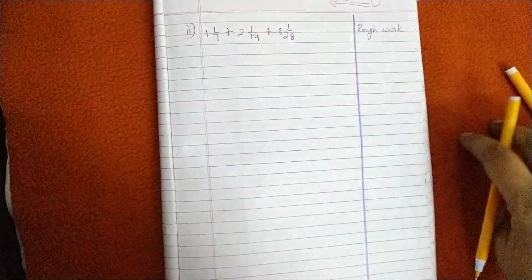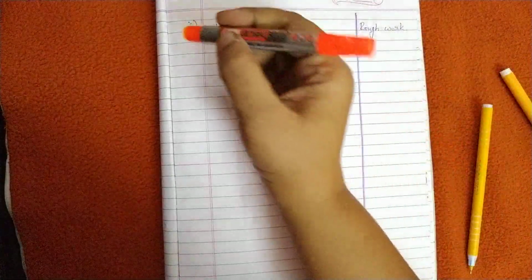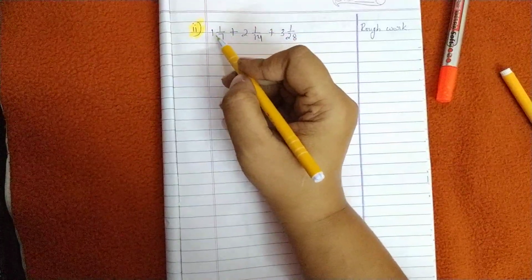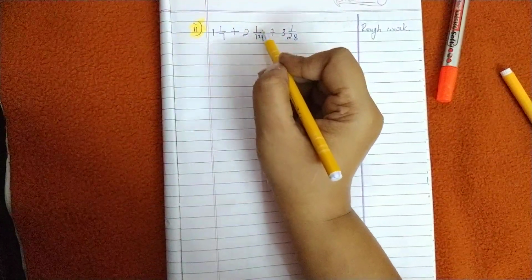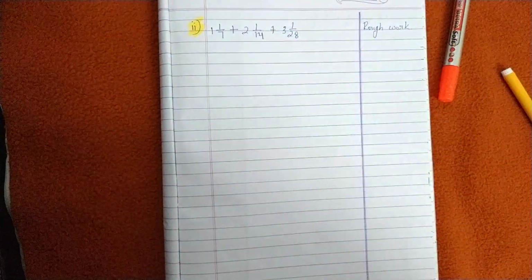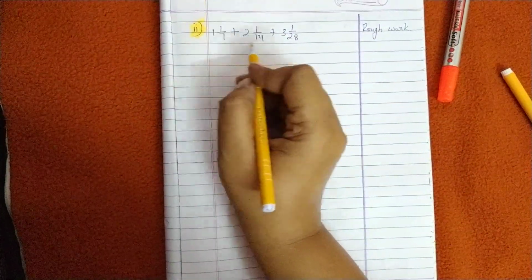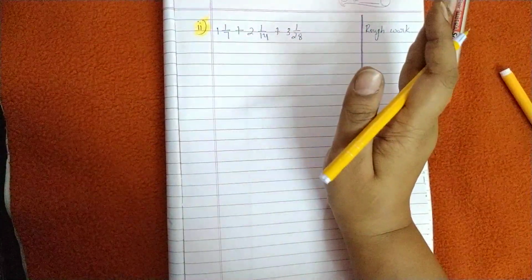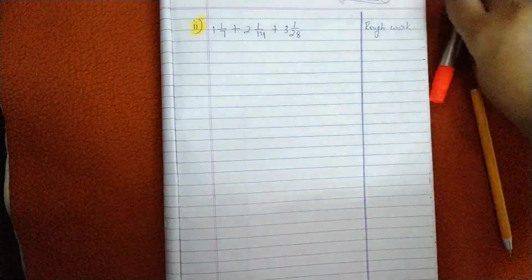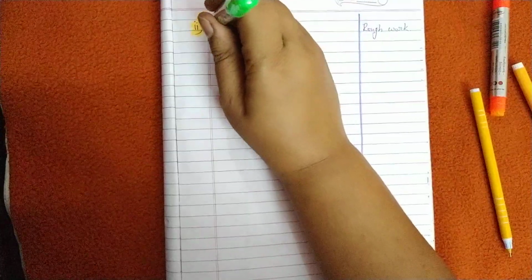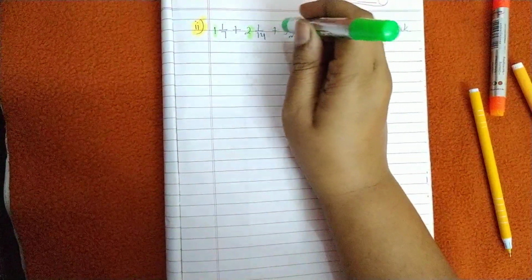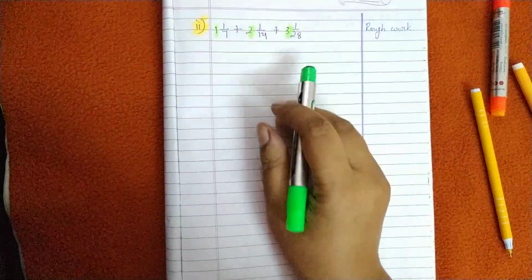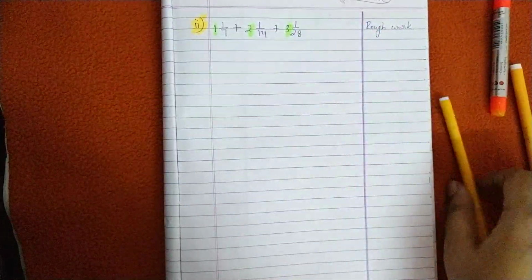Now children, let's take one more example. Second example: 1 whole 1 upon 7 plus 2 whole 1 upon 14 plus 3 whole 1 upon 28. Yes, so all three are given as mixed fractions. So children, let's do it with the second method where we have to separate whole numbers from fractions. Yes, we will separate all the whole numbers from the fractions and write them.